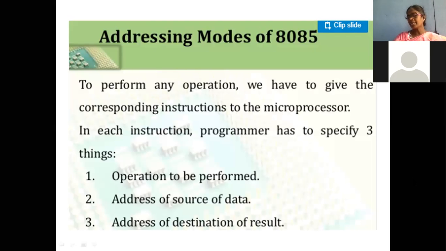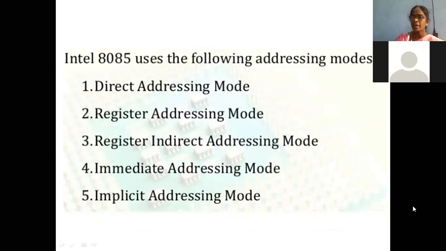Now addition, ADD A comma B, here the operation is ADD. Okay, so then from where? From B to A, transfer, destination result, source and destination. Okay, so that is called an addressing mode. The way in which we are addressing, it can be classified as 5 types of addressing mode: direct, register, register indirect, immediate and implicit addressing mode, right?